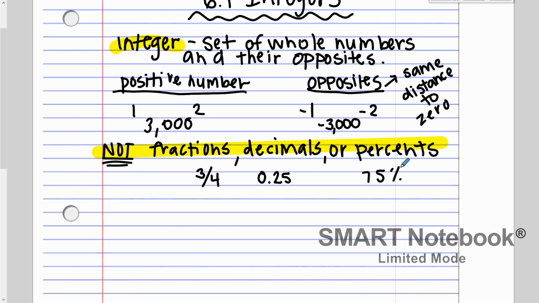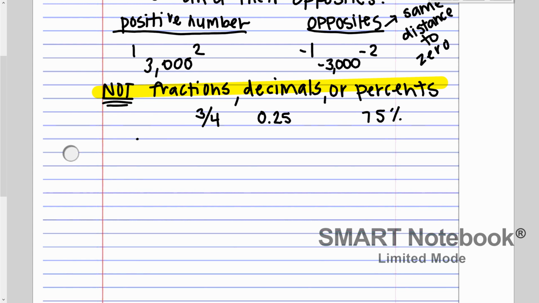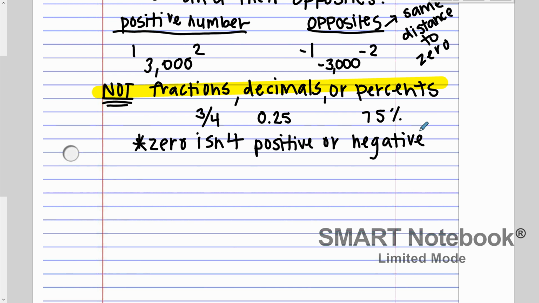Integers also include 0. 0 is neither positive nor negative. It's just 0. Okay, 0 is not positive or negative, it's just 0. So the opposite of 0, there really isn't one, it's just 0. Okay.